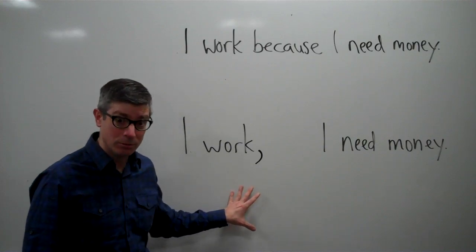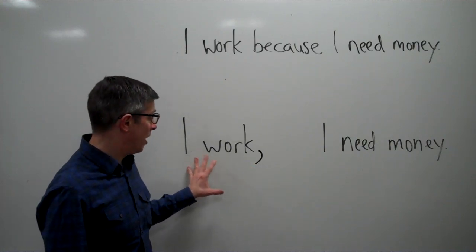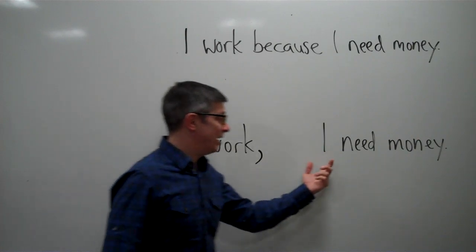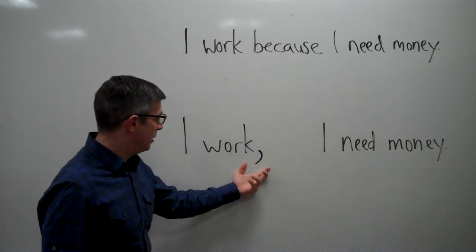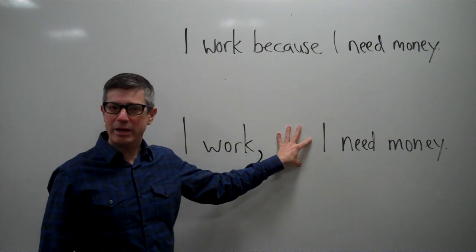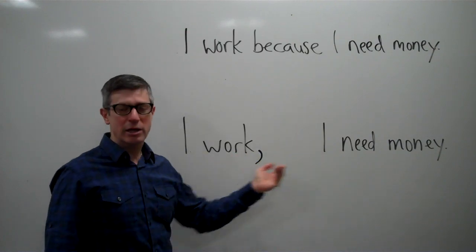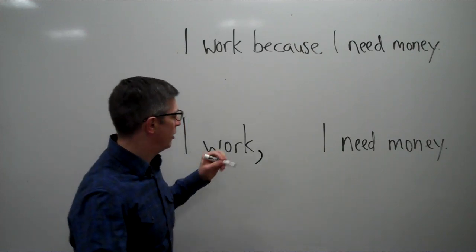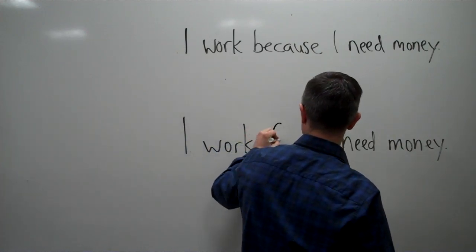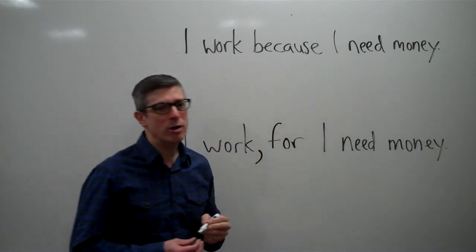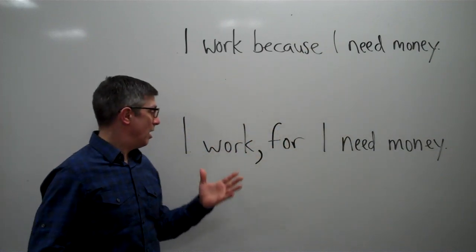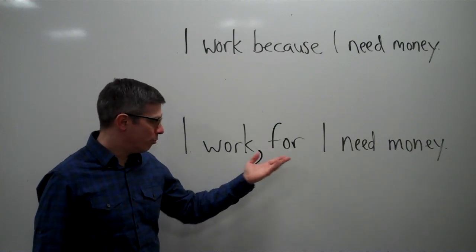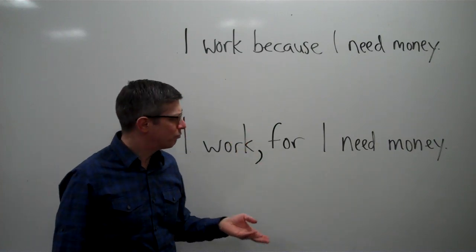And this is an error. So this is the comma splice. I work, I need money. We have an independent clause here, an independent clause here, a comma in the middle, but no coordinating conjunction. The comma is too weak to join independent clauses without a coordinating conjunction. So now let's put a coordinating conjunction here. Now this sentence is correct. I work, for I need money. For being a coordinating conjunction.